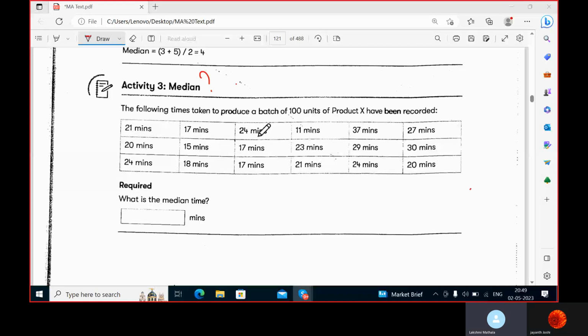Sir, 9 minutes, 5 seconds. 9 minutes, 5 seconds. Okay, you know how to do it, no? N plus 1 by 2 observation, and you have to first arrange in ascending order. So let's see.